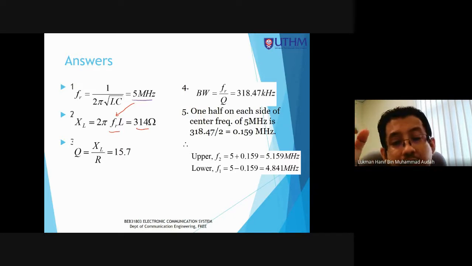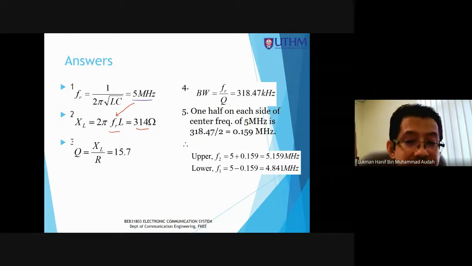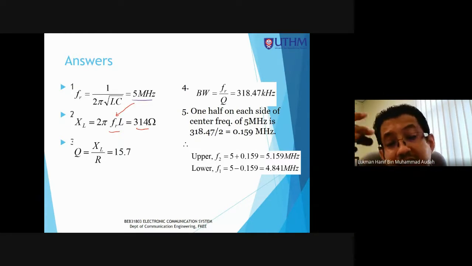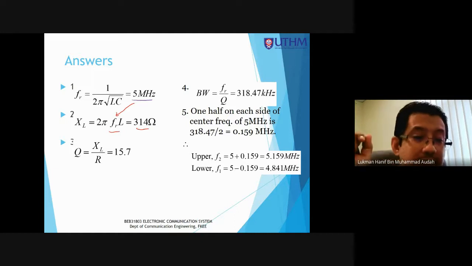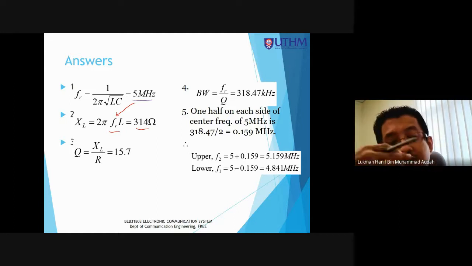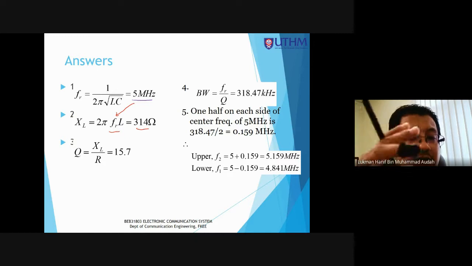A good practice in the exam is to write up to 3 decimal points. This example is to make it easier for us to learn, but a good practice in the exam is to write up to 3 decimal places.